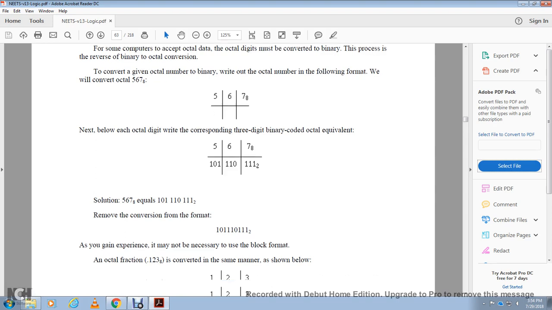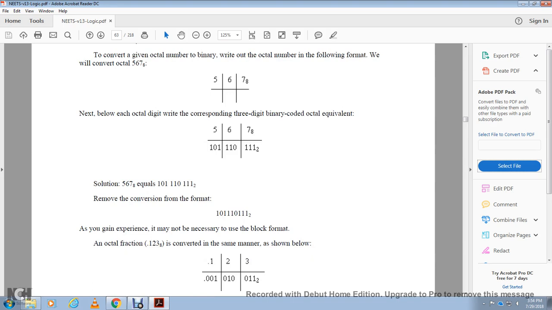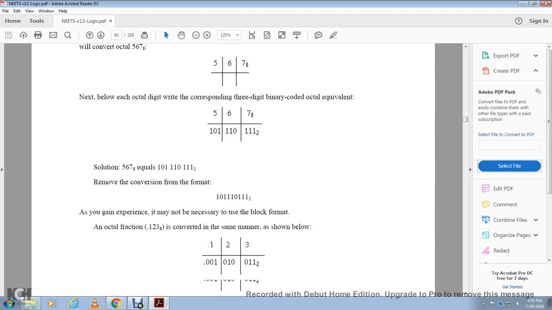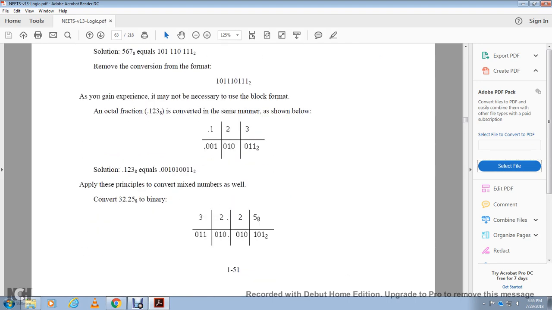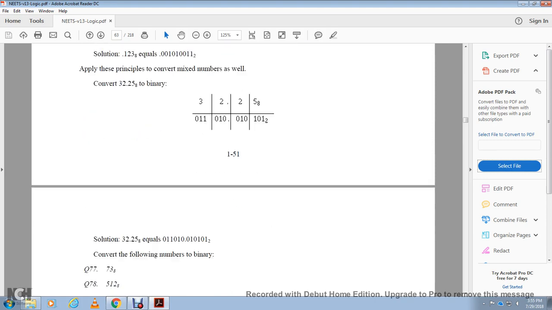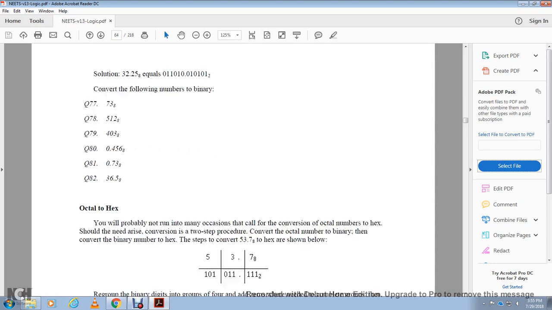Hex is converted in the same manner as shown. 123 is 001, 010, 011 binary. Alright, apply these principles to the number 011, 010, 010, 101 binary 2. Convert the following numbers to binary.